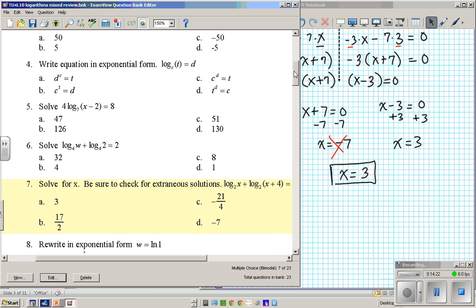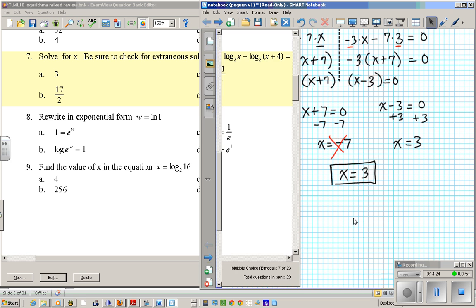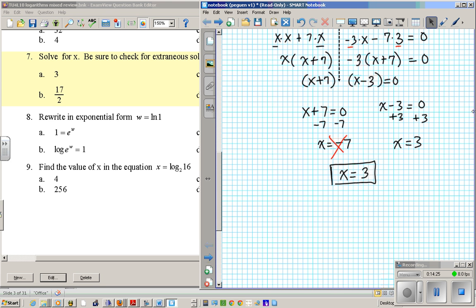Number 8, we're asked to solve, rewrite in exponential form, sorry. W equals natural logarithm of 1. So what is the base of natural logarithm? Remember that famous mathematician, Euler? E. E is the base, right? So since there's an imaginary e right here, you don't have to put it. We are going to put the big E on both sides, okay?